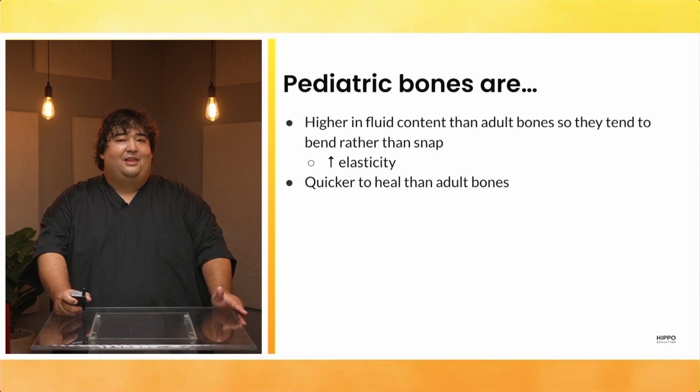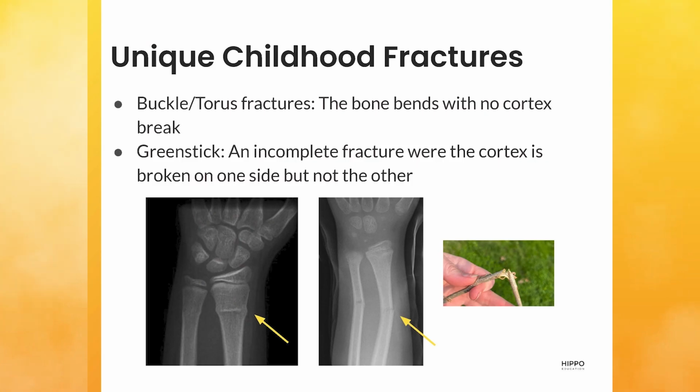When I think about this, I try and think of a straw that you bend, and you get that crease in it when you bend it too far. And that's what you get with these pediatric patients, where you get these buckle fractures, and you might get a fracture of the bone without actually breaking through the cortex.